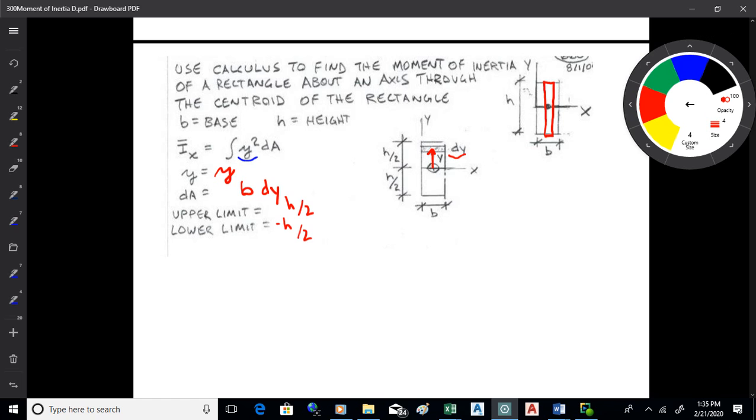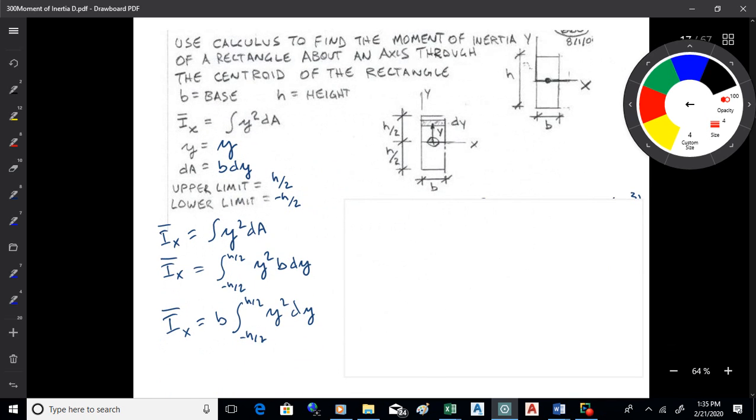Okay, so are we all right with those values? So the integral is y squared dA. I'm going to evaluate it from negative h over 2 to positive h over 2. The distance is just y, because I'm going to measure up a distance of y to get to that little element. The area of the element is the base times dy. The base is a constant, so it can come out of the integral. So I'll be left with the integral of y squared dy.